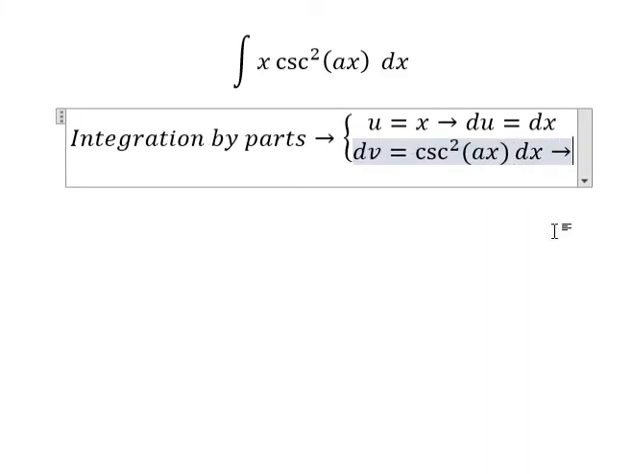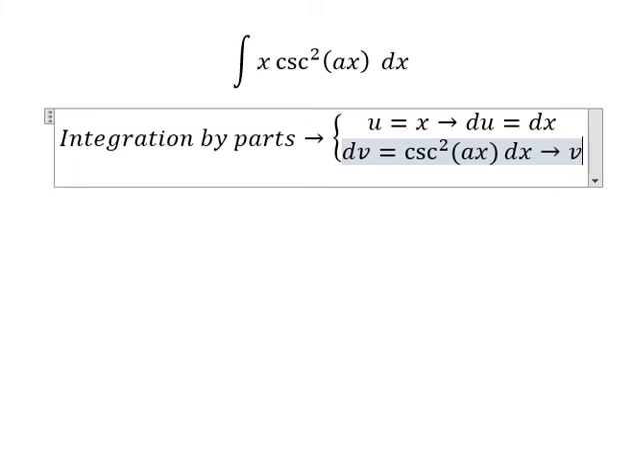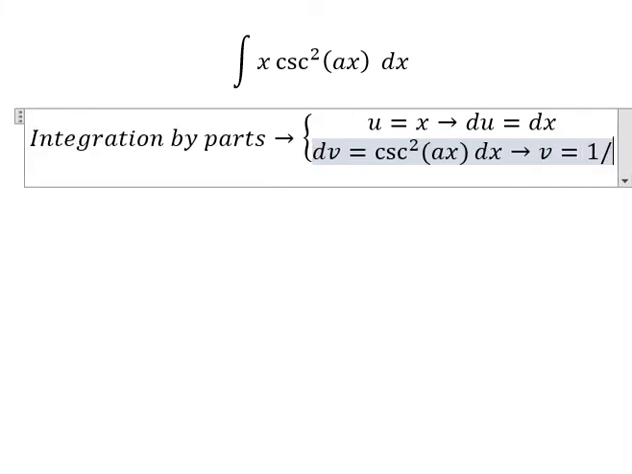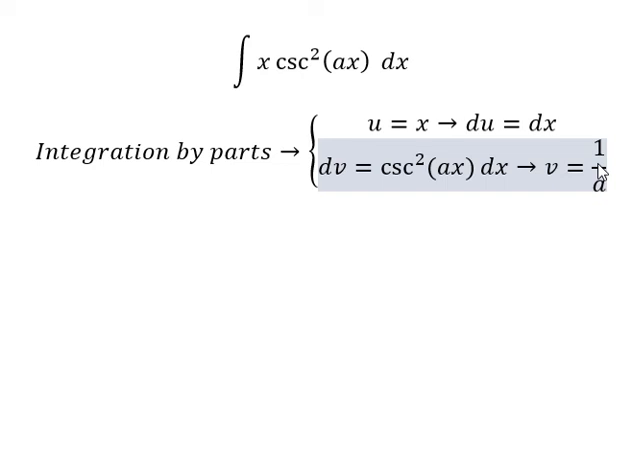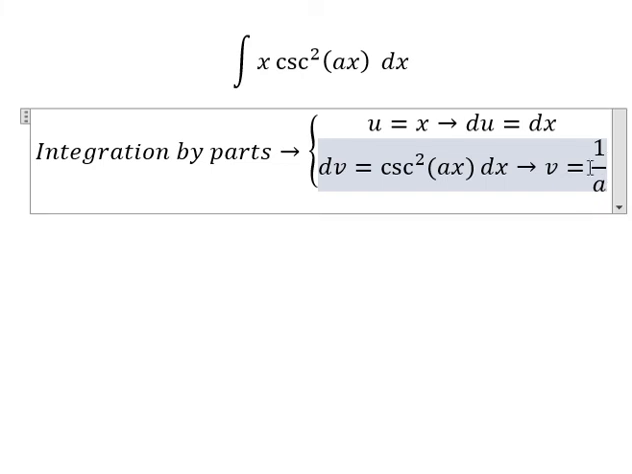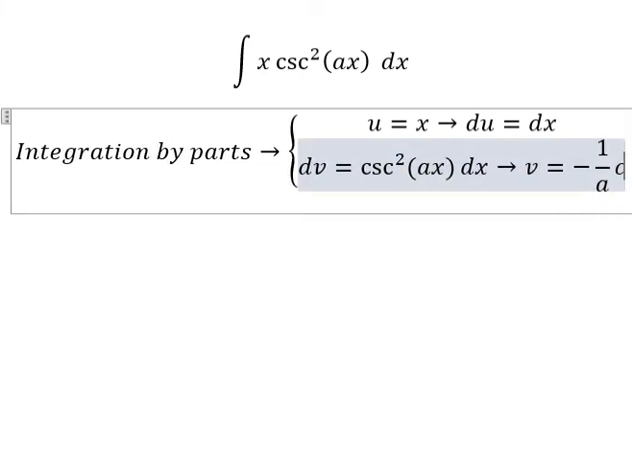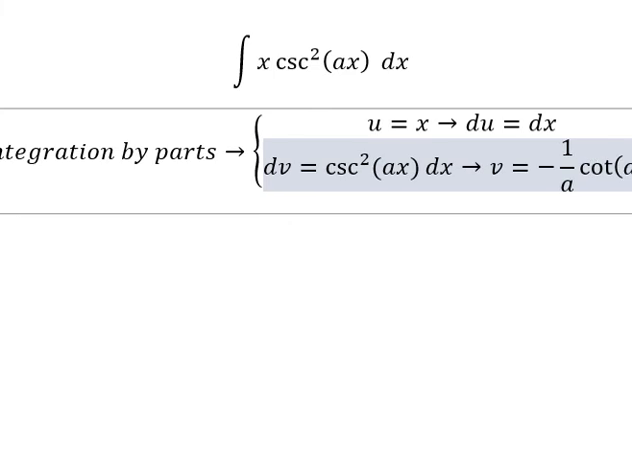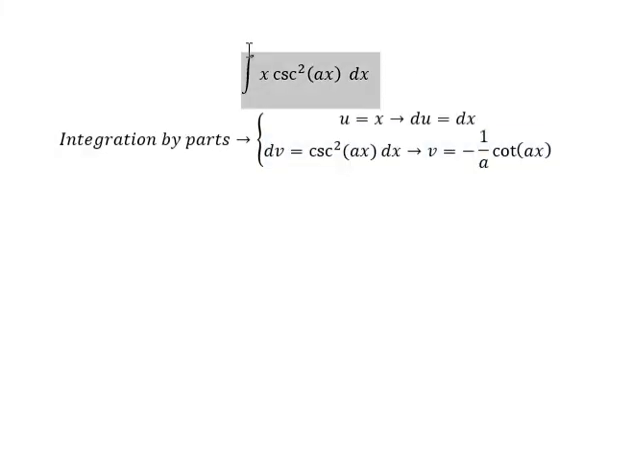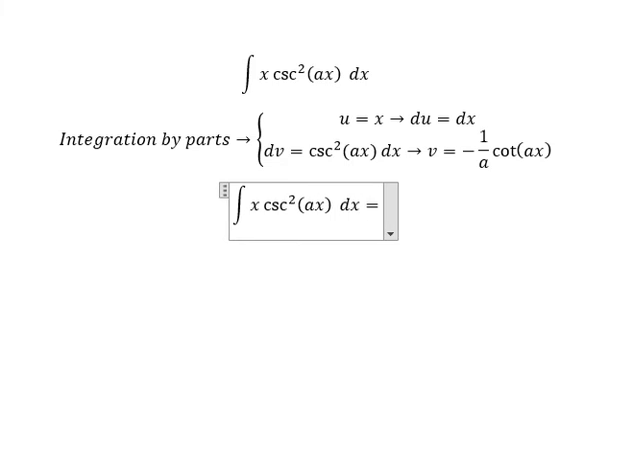The integration of this one, you will get v equals 1 over a, and we have negative cosine as. So we get u multiplied by v, and you will get negative s over a cosine as.